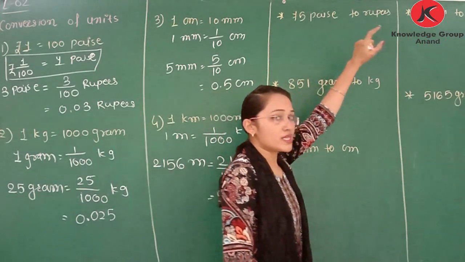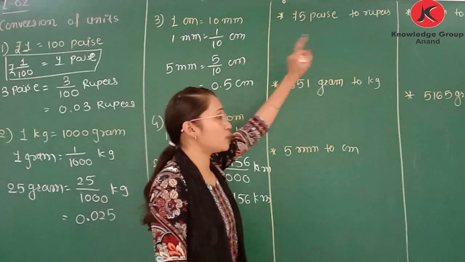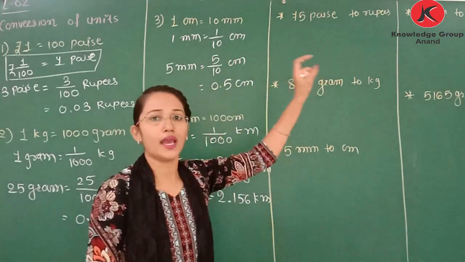75 paisa to rupees. Convert 75 paisa to rupees. So for paisa to rupees, what do we have to do? Divide by 100.